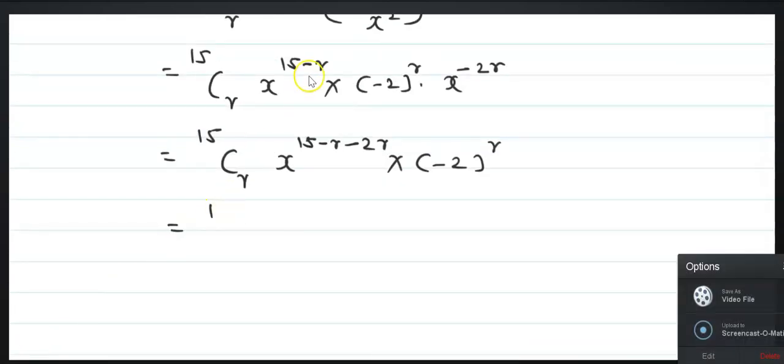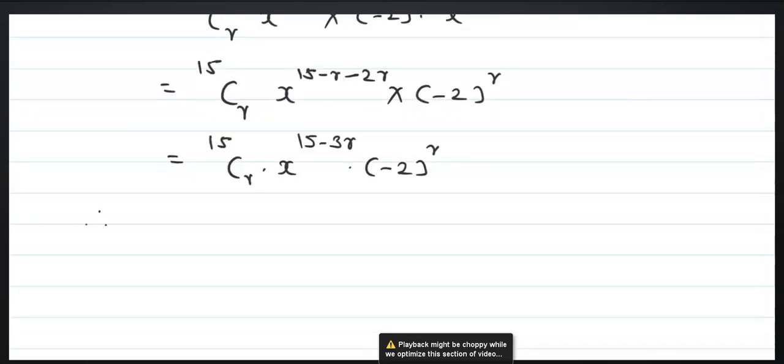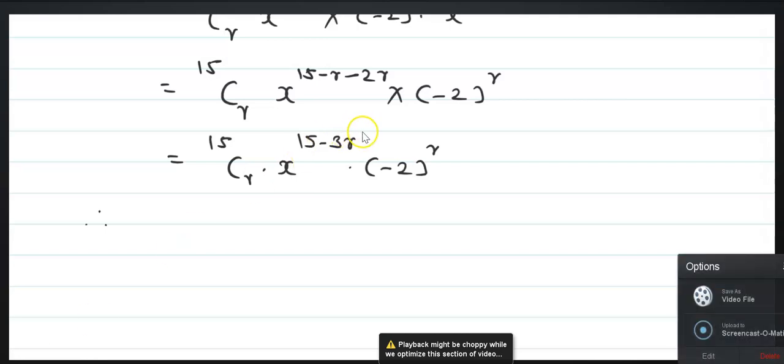Now, see this here again. X raised to minus 15r, minus 2r, and minus 2 bracket raised to r. X raised to 15 minus 3r into minus 2 raised to r. Now we require the constant term. That is, the power of x is equal to 0. Therefore, 15 minus 3r is equal to 0. Therefore, r is equal to 5.